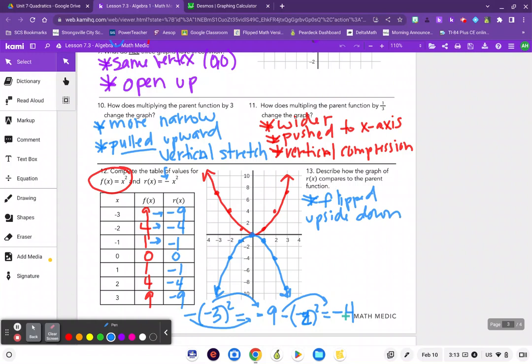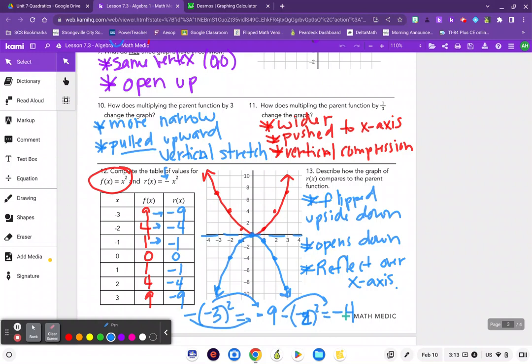Okay, or we could say it opens downward instead of opening up, so it opens down. And what this really means is that we have reflected. This is a reflection. And we have reflected over the x-axis, is the official math terminology. So I have flipped it over the x-axis, which is why it looks like it has been flipped upside down.